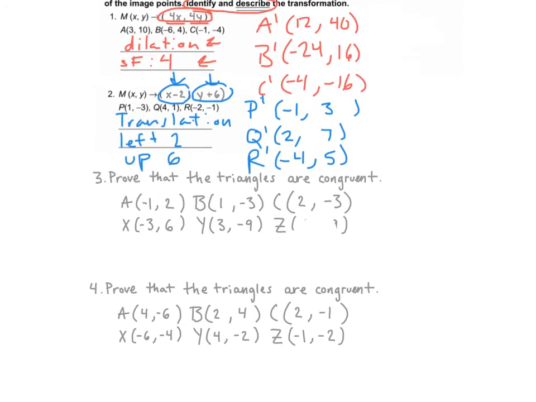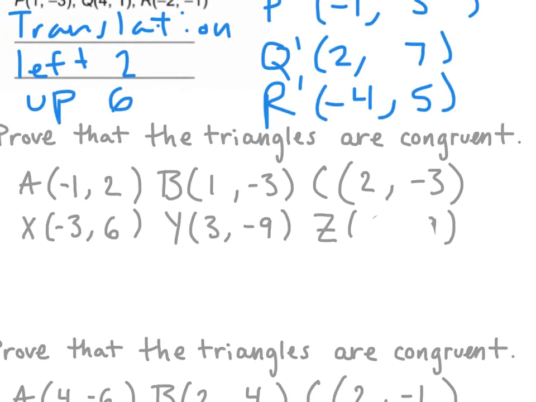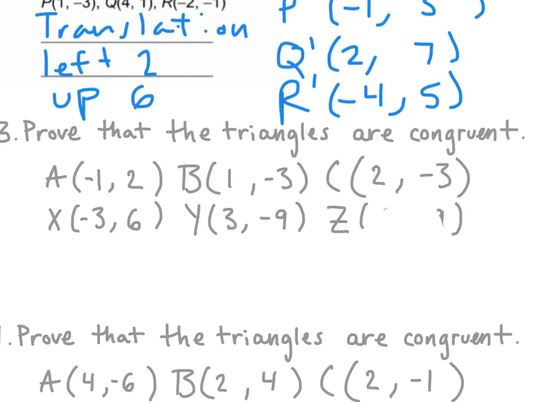So let's look at 3. Prove the triangles are congruent. For this one, it's supposed to be 6, negative 9. So how do we go from negative 1 to negative 3? We could subtract 2, but does that work for our next x? If we subtract 2 from 1, do we get 3? No. So that doesn't work. So we need to try something else.